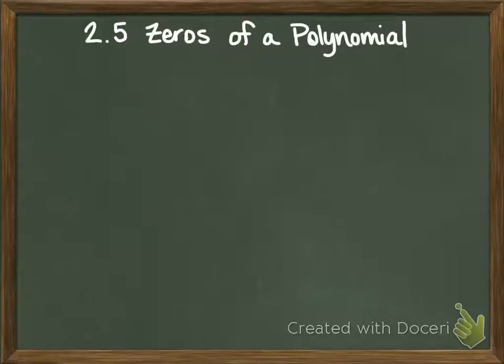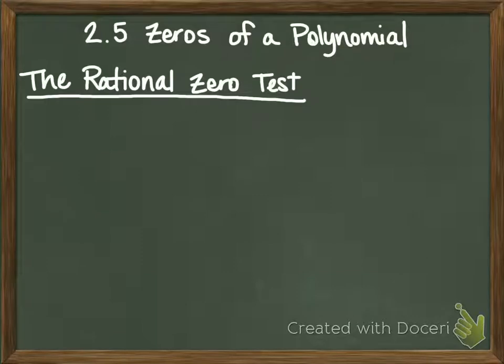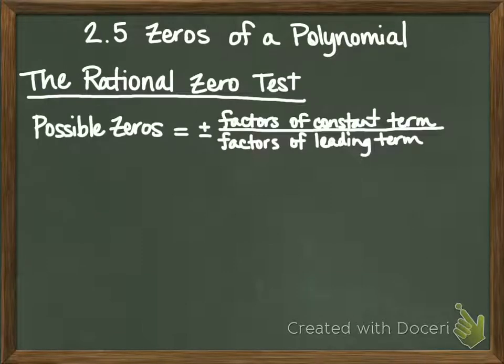Okay, section 2.5 on the zeros of a polynomial. So first thing we're going to look at is the rational zero test, which just gives us an indication of possible zeros for a function. So you're always going to take the factors of the constant term over the factors of the leading term.